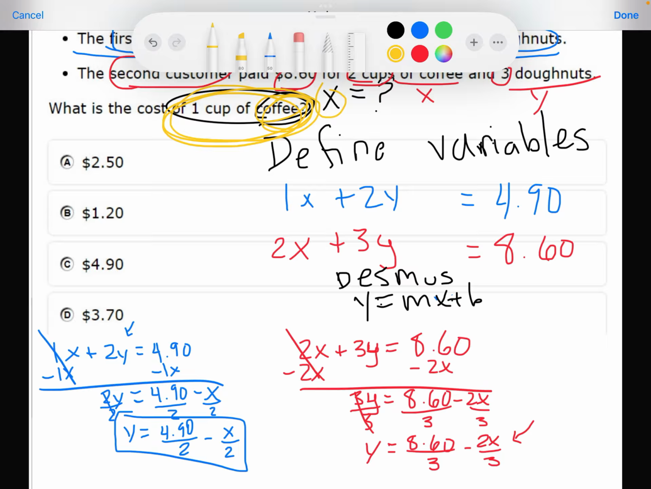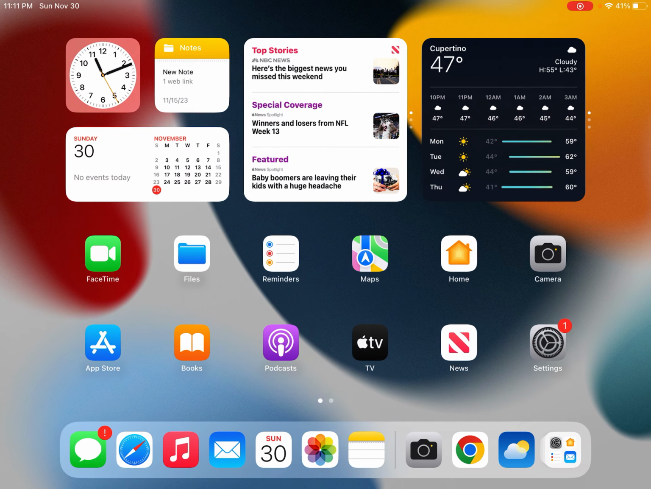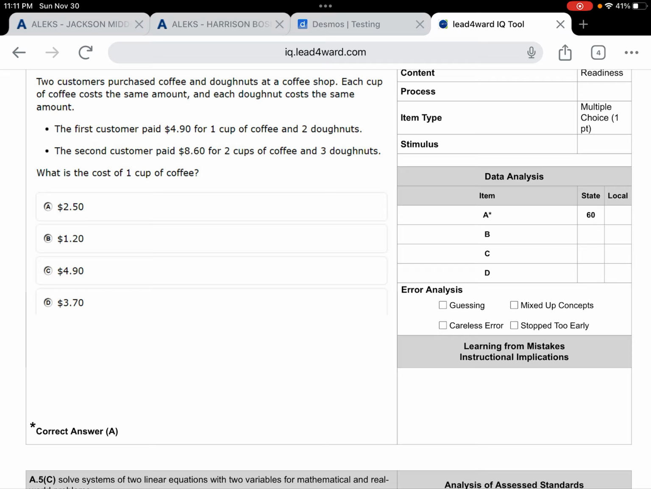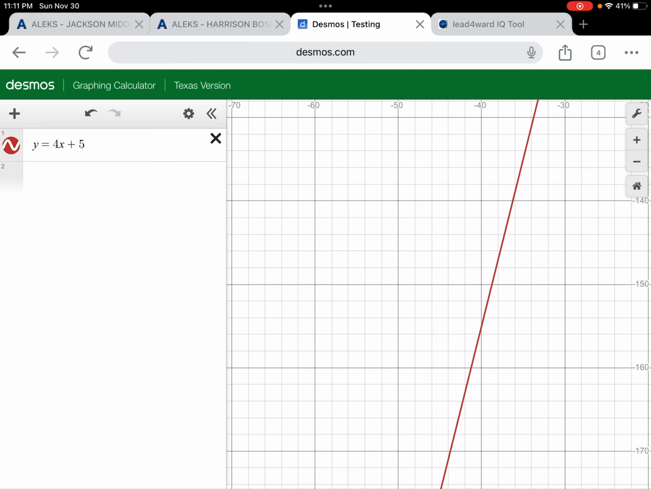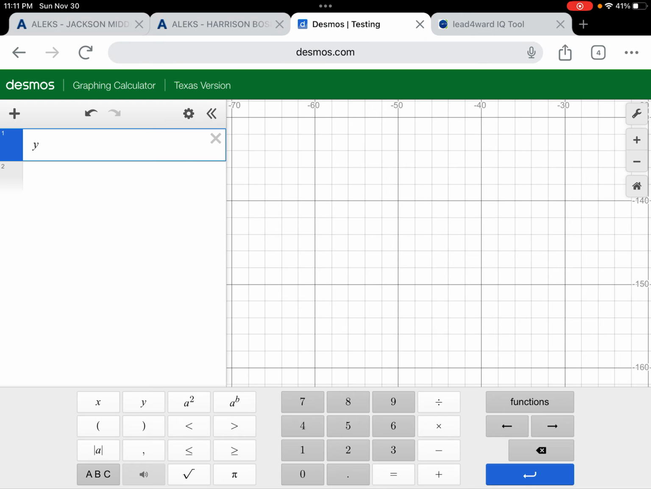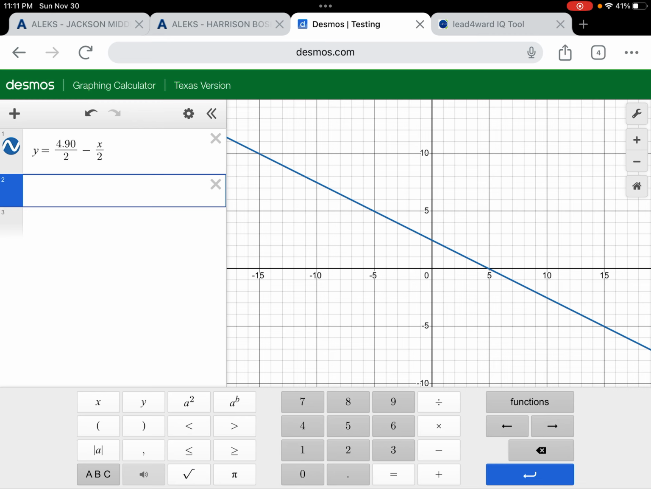All right, let's do that. 490 over 2 minus x over 2. Oops. All right, here we go. Y equals 490 divided by 2 minus x divided by 2. And, okay, cool. I just had to zoom out a little bit. There we go. So there's our first line.